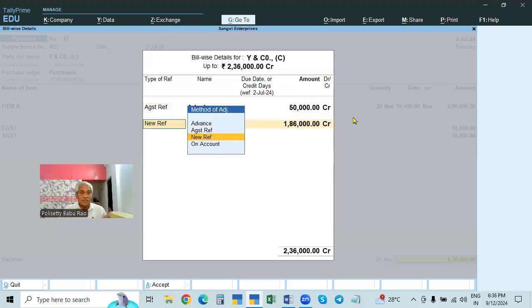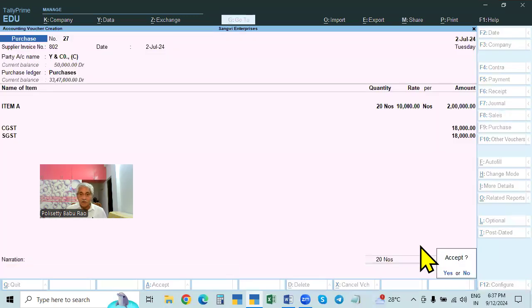Go to the new reference. The new reference is the bill, that is the invoice. So 802 is the supplier invoice. 1,86,000 rupees is the balance we have to pay to him because we already paid the advance. Like this we have to make the adjustment, but the adjusted advance will not be shown here.